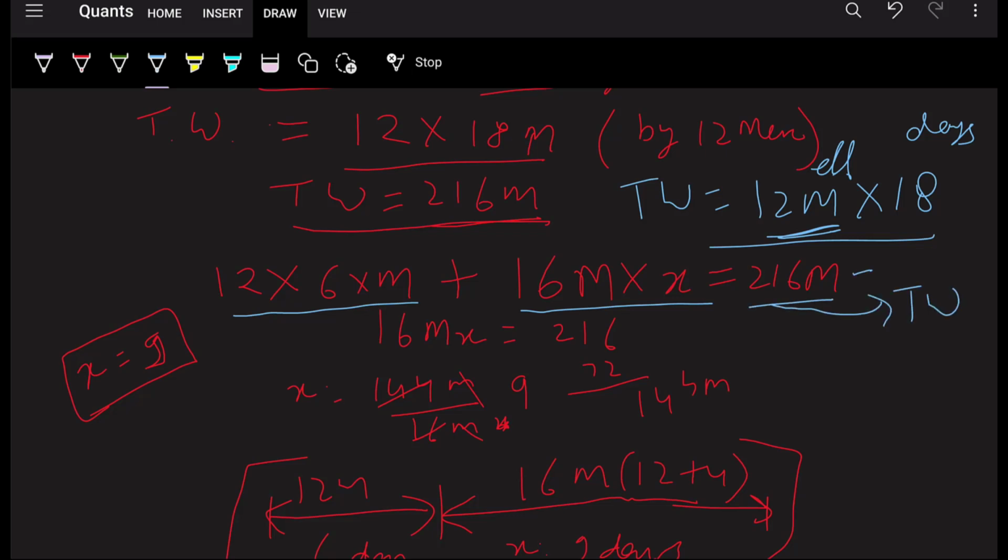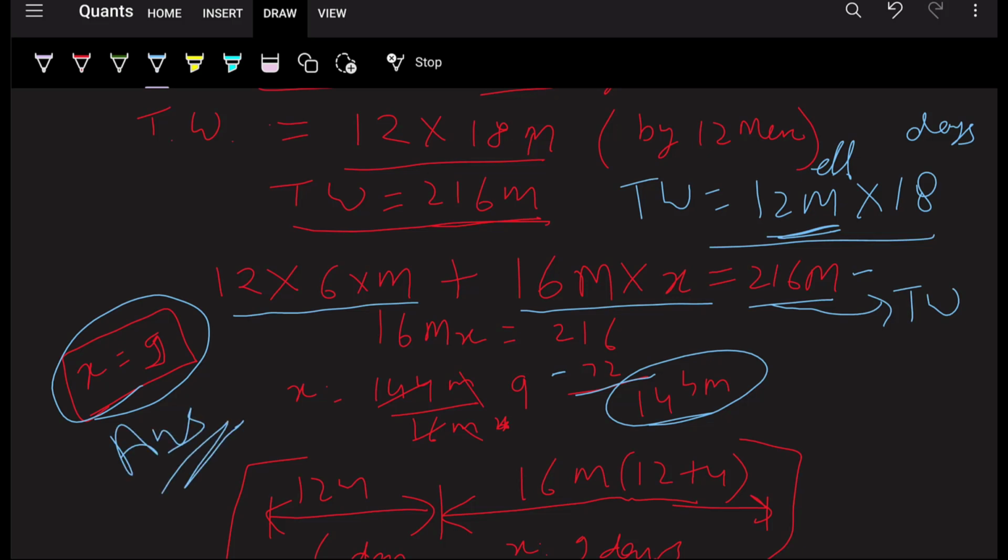So from this we got 16mx is equal to 216m minus 72m. It has come as 144m. So from here we got x is equal to 144 divided by 16, that is 9. So they work together for 9 days.